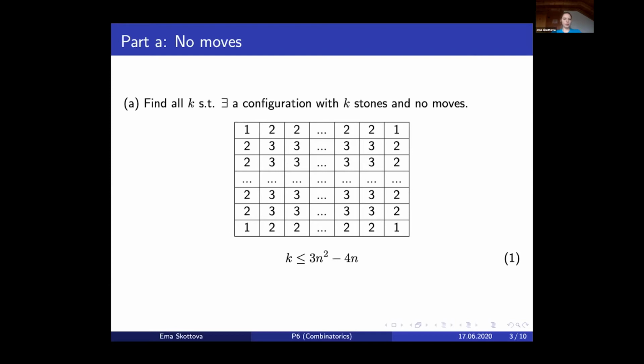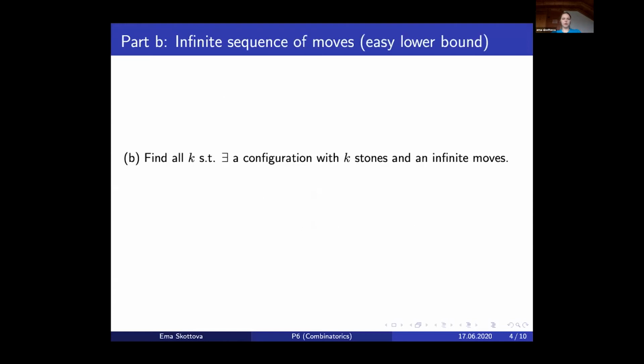And again, we can use the pigeonhole principle. So if we add one more stone to this configuration, then no matter how the stones are distributed, at least one of those squares will have at least one stone more than it has right now, which means that at least one of the squares will have as many stones as it has neighbors, and it could make a move. So here we have the exact bound: k is less than or equal to 3n squared minus 4n for part A. Now we come to the bit more difficult part B.